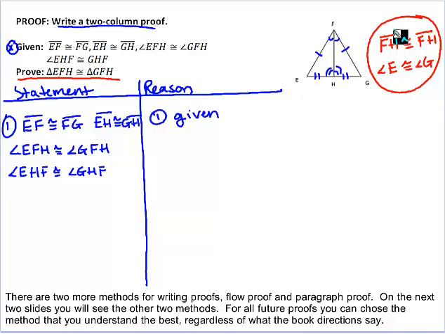So let's start with FH is congruent to FH. That one seems pretty straightforward. We're going to write down FH is congruent to FH. Why? That's called reflexive.